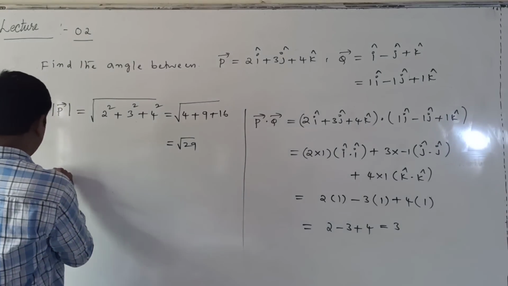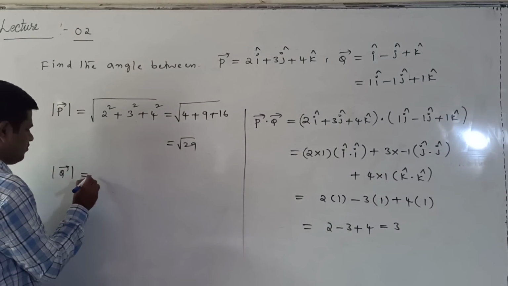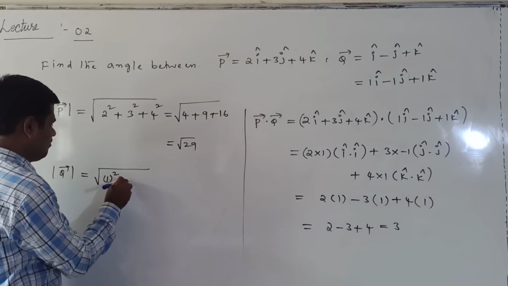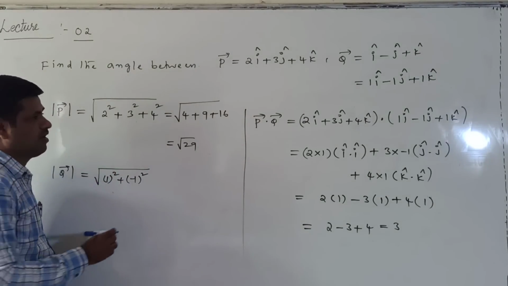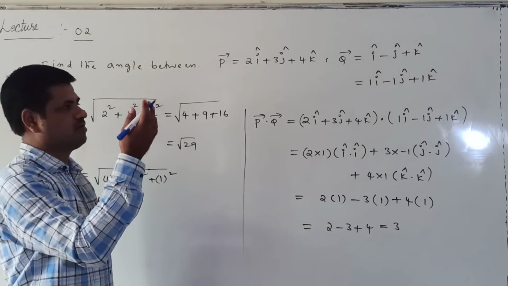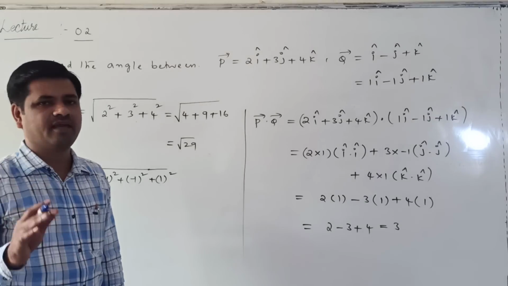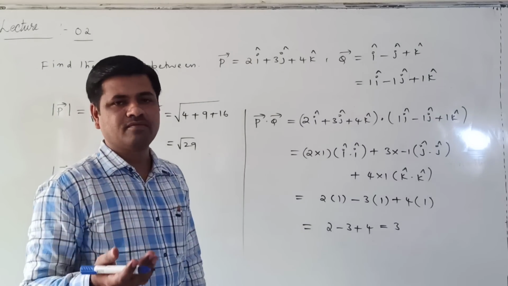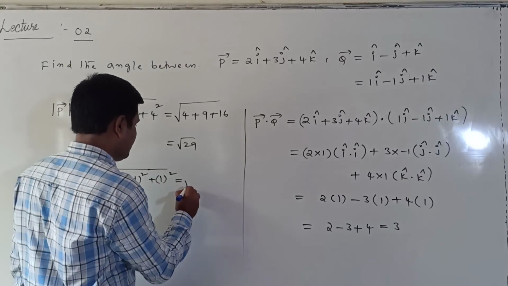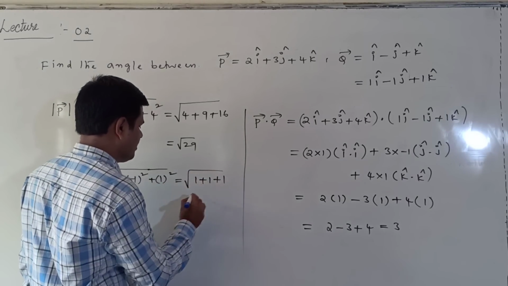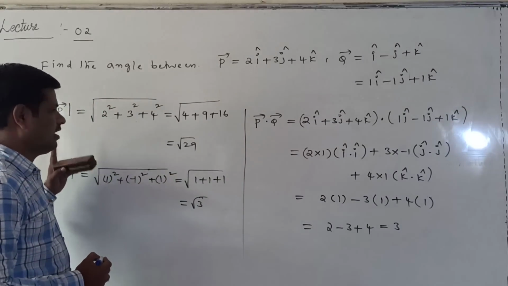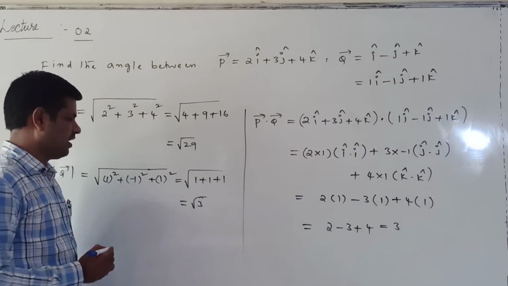Similarly we find mod Q bar. The i coefficient is 1 square, the j coefficient is minus 1 square, the k coefficient is 1 square: 1 square plus minus 1 square plus 1 square. Making the mod of i cap, j cap, k cap becomes 1 because the magnitude of the unit vector is 1. So the value is equal to 1 plus 1 plus 1, root 3. This is mod P bar and mod Q bar. P bar dot Q bar we also have.